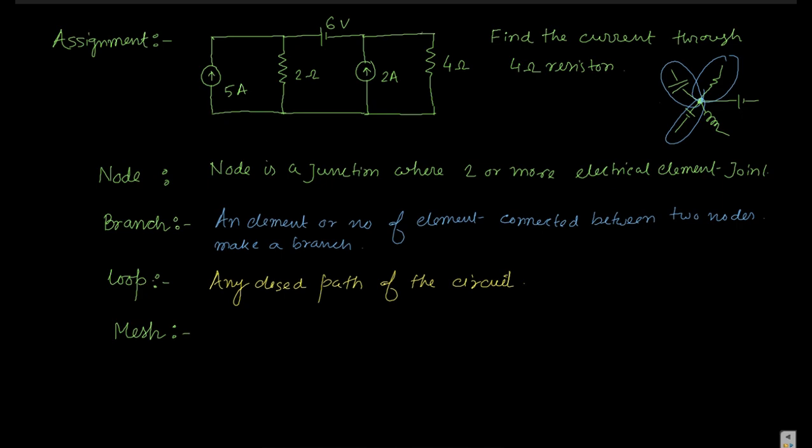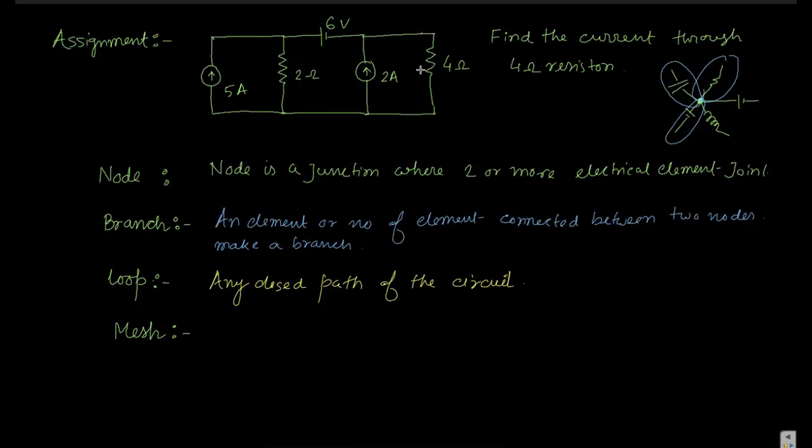A mesh is the most elementary form of a loop. It is the most elementary form of the loop and cannot be further divided into other loops. That is, all meshes are loops, but all loops are not meshes. All meshes are loops. Loop is any closed path, so mesh is also.